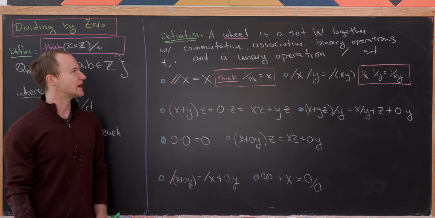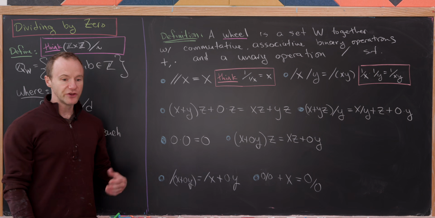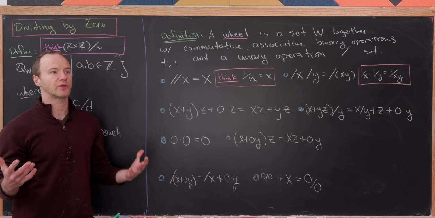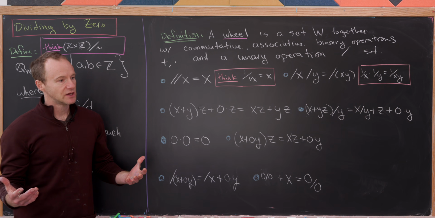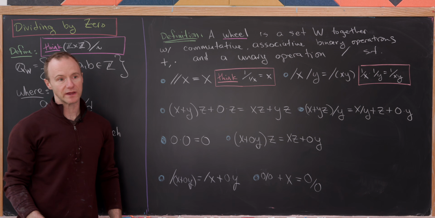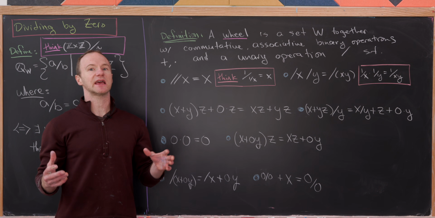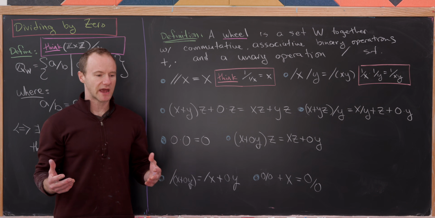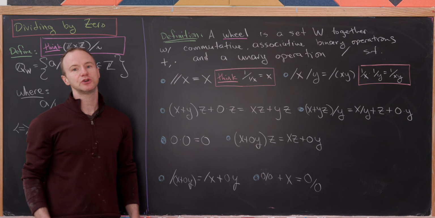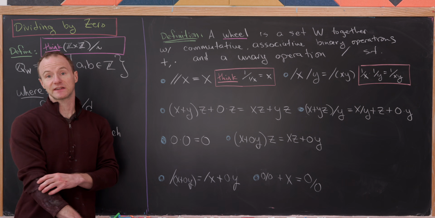Okay, so there you have it. You've got this new algebraic structure. And in fact, what you can do is take any commutative ring, well, commutative ring with 1, and you can form it into this structure called a wheel. Pretty similarly to the way that you can take any integral domain and form it into its field of fractions. So I think that's pretty interesting. And that's a good place to stop.